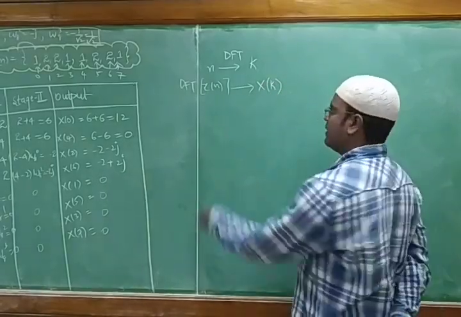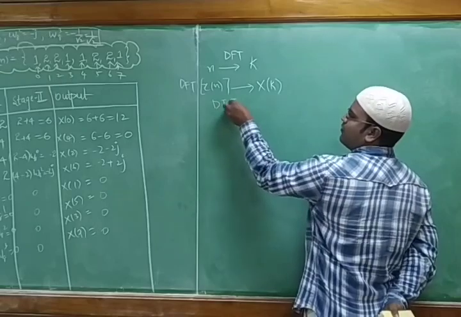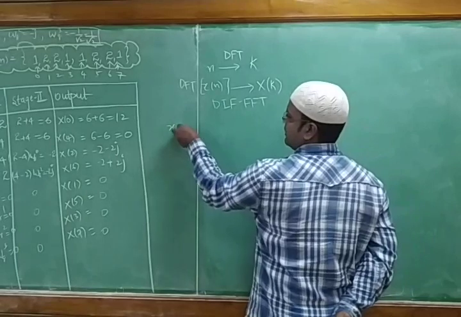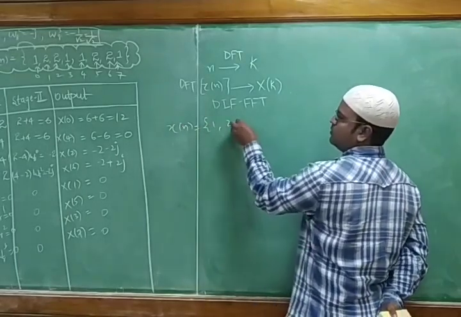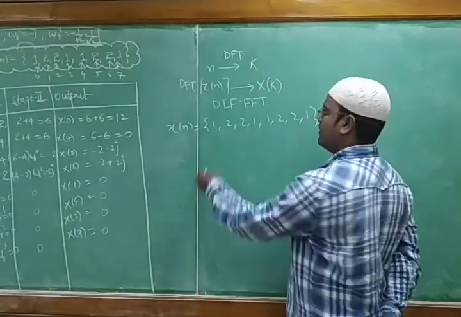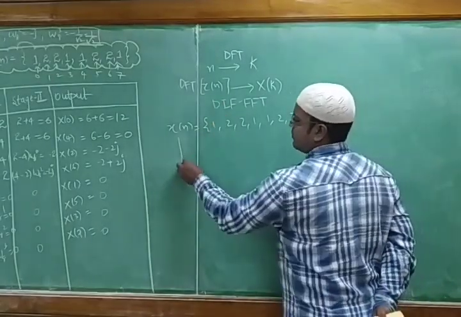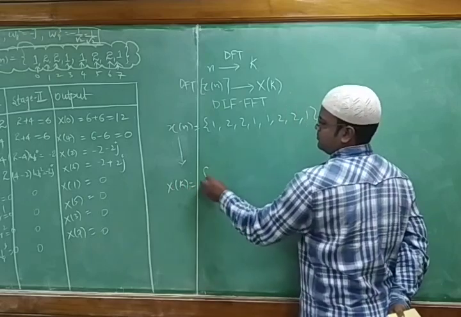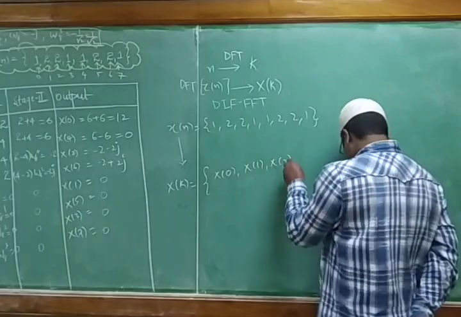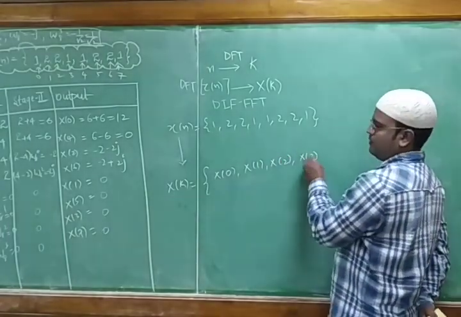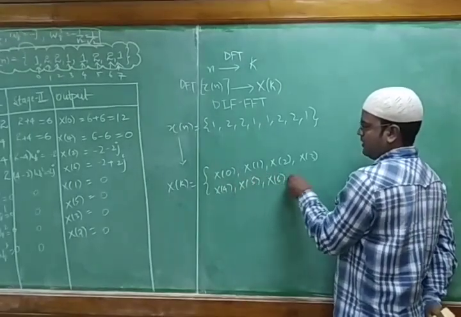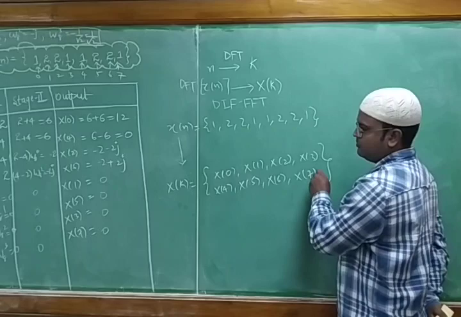So now what we are doing by using DIF FFT. What is the x of n value we have? This is nothing but 1, 2, 2, 1, 1, 2, 2 and 1. This is x of n. Now by applying this, we want to write x of k. So first would be x of 0, next is x of 1, x of 2, x of 3, next x of 4, x of 5, x of 6 and x of 7. So these values we need to write.